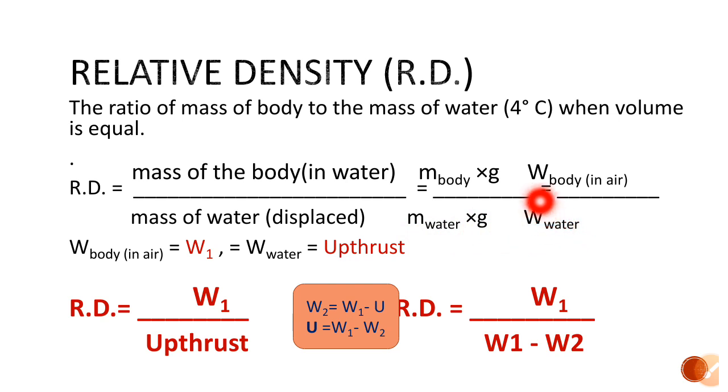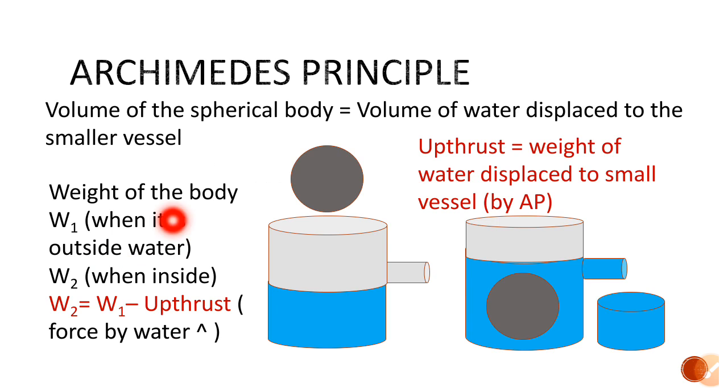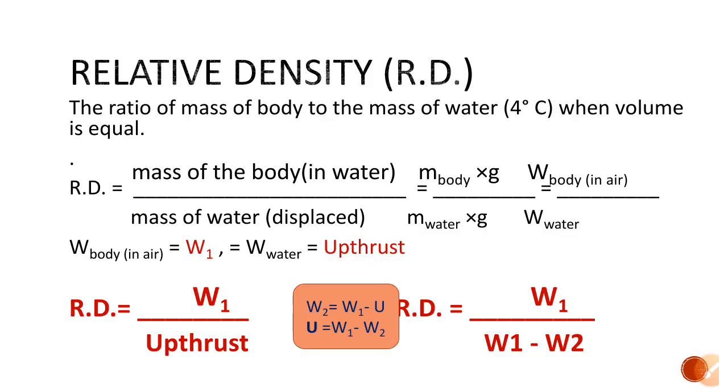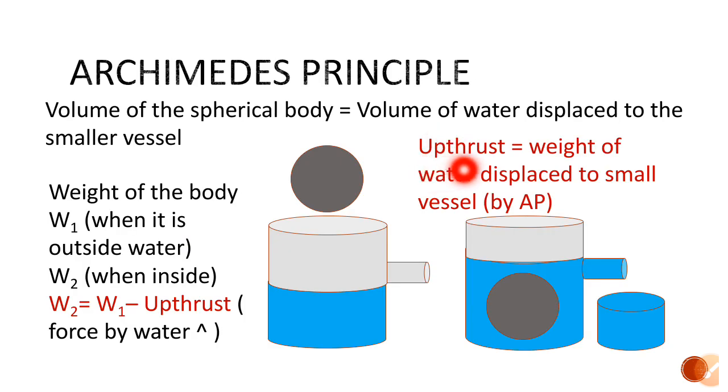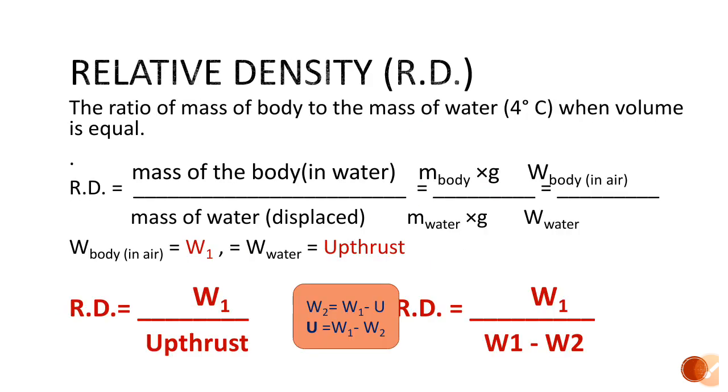So it is the weight of the body divided by the weight of water. But you know that the weight of the body in air is what we have taken here as W1. And the weight of water that is displaced is the upthrust force. From this line you can see the upthrust is equal to the weight of the water displaced. So we write the relative density equal to the weight of the body divided by the weight of water. In place of the weight of the body we take W1, divided by the upthrust.